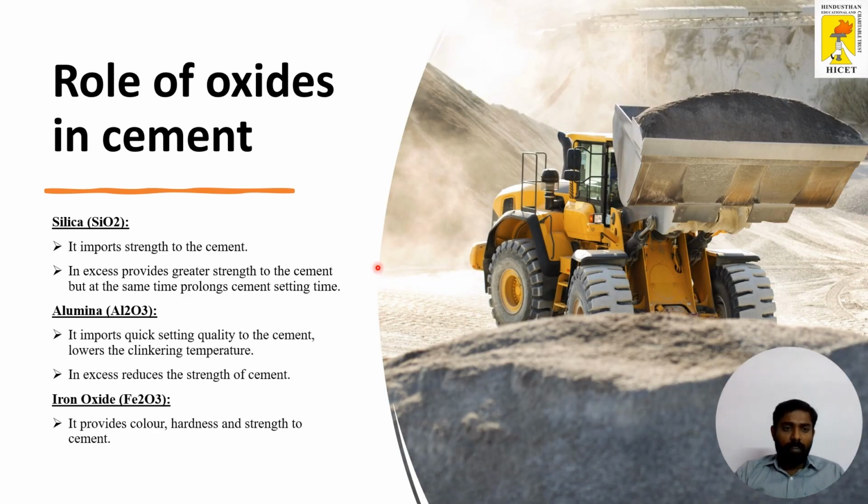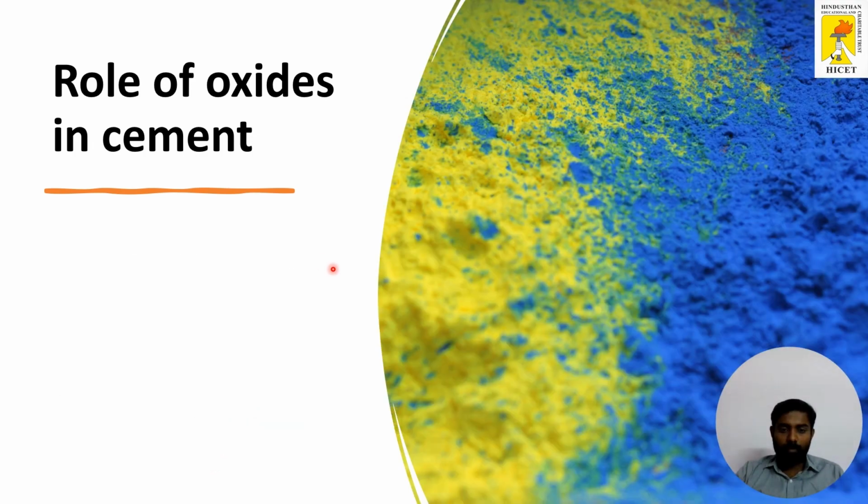Next, silica, SiO2, imparts strength to the cement, and in excess provides greater strength but prolongs the setting time. Alumina, Al2O3, imparts quick setting quality and lowers the clinkering temperature, but in excess it reduces the strength of the cement. Iron oxide, Fe2O3, provides color, hardness and strength to the cement.